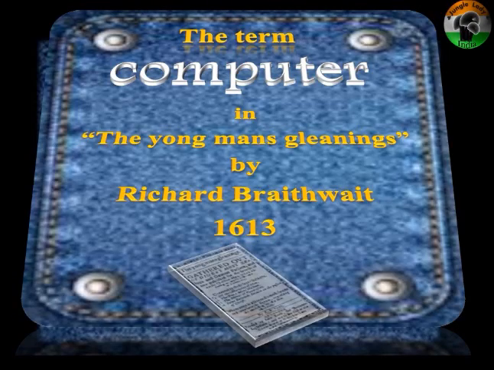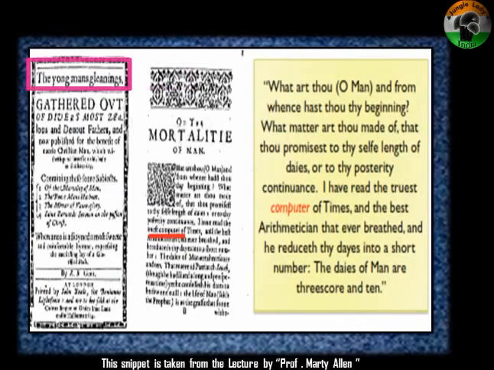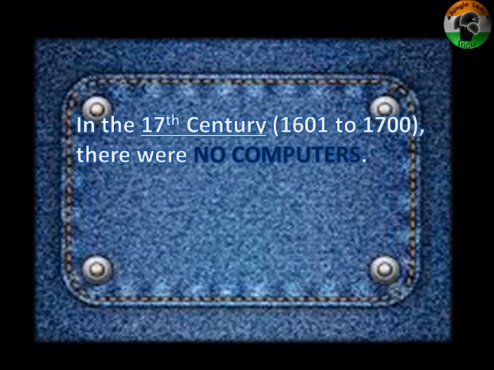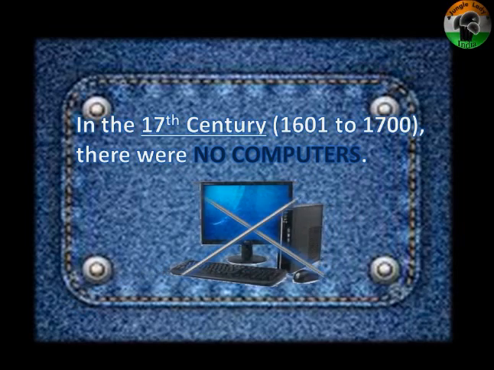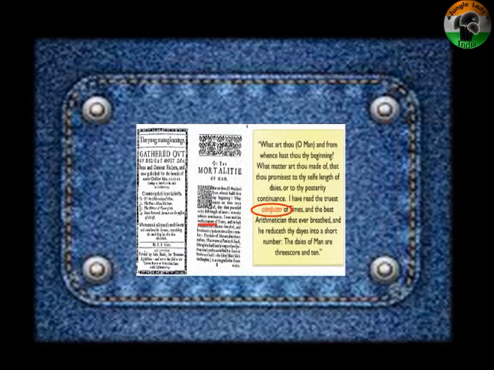As per historical evidence, the word computer appeared in 1613 itself in the English book The Young Man's Gleanings by Richard Braithwaite. The Young Man's Gleanings and the word computer. Oh my God! The word computer appeared in the early 17th century itself. But in the 17th century, there were no computers. Then what would it have referred to?